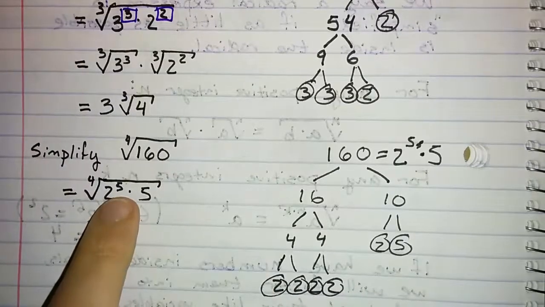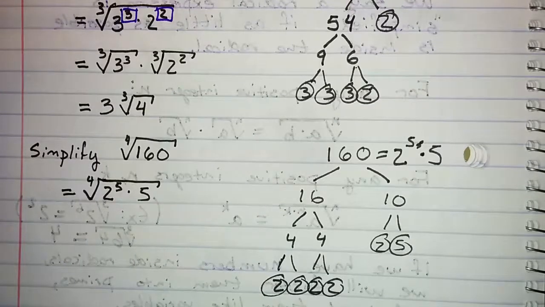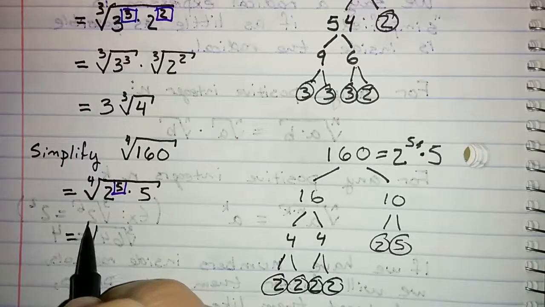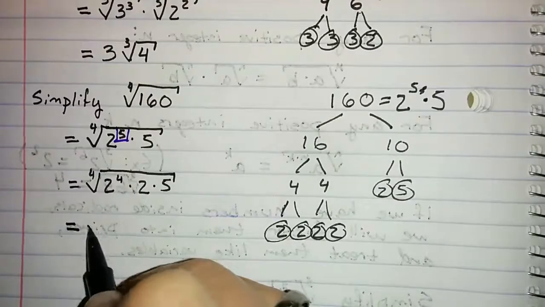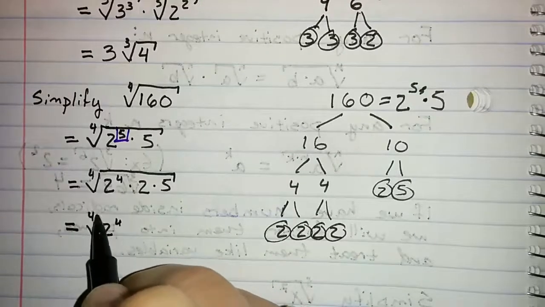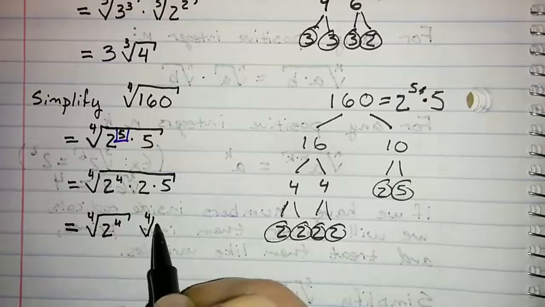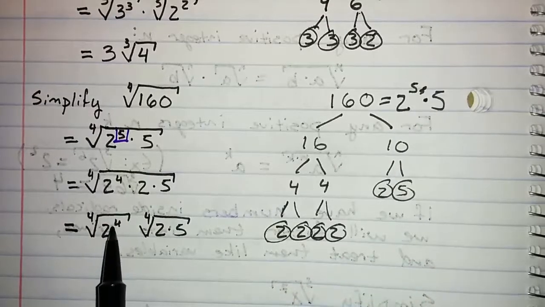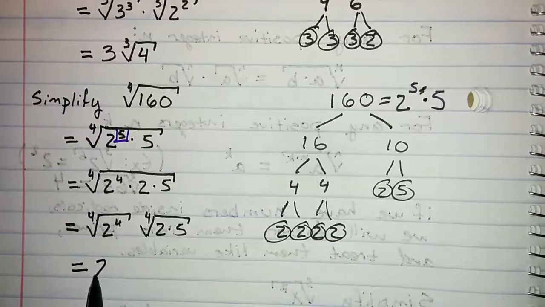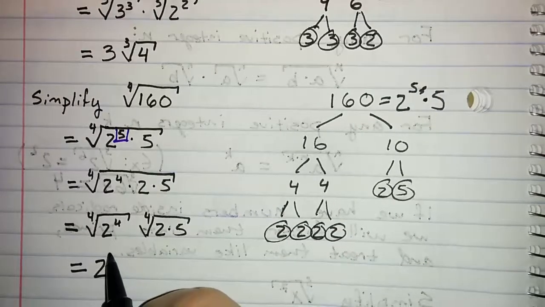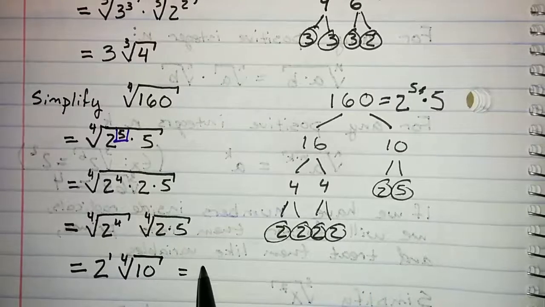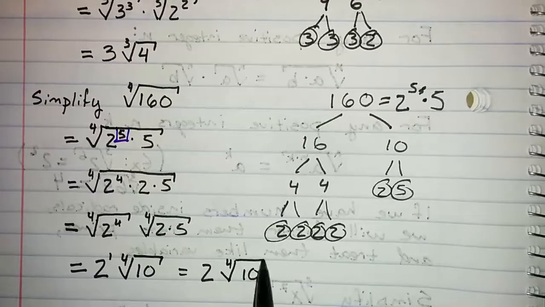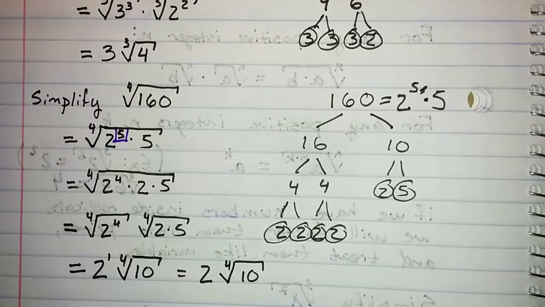All right. The multiple of 4 that's closest to 5 without going over is 4. So this is going to be the fourth root 2 to the 4th times 2 times 5. So this is going to be the fourth root 2 to the 4th times the fourth root 2 times 5. 4 is 4 times 1, so the fourth root of 2 to the 4th is 2 to the 1st. 2 times 5 is 10. So this is 2 times the fourth root of 10.